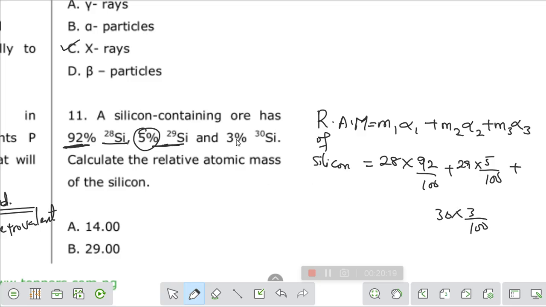I think there's an error in this question. It should not be 5. It should be 5%. So okay, it's correct. So this one will now be 28 times 0.92 plus 29 times 0.05 plus 30 times 0.03.